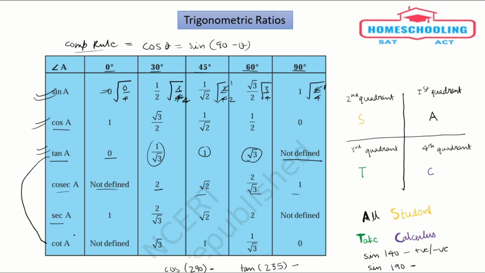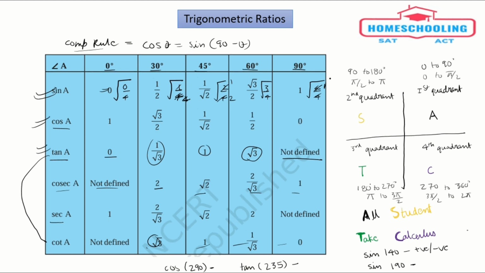Similarly, tan and cot are opposite to each other. So as you can see, cot 30 would be the inverse of tan 30. So this is how you can remember these trigonometric ratios if a calculator is not provided in the examination or the ratios are not given in the examination.